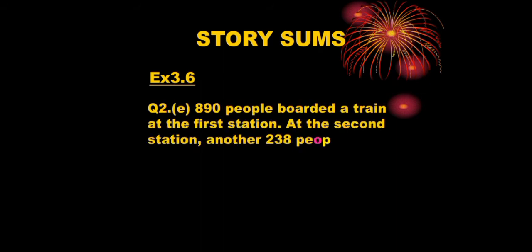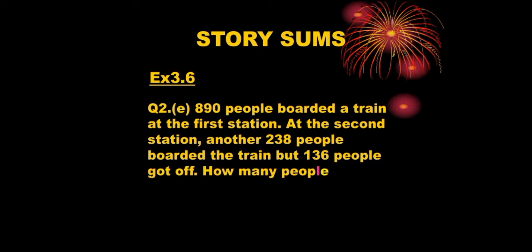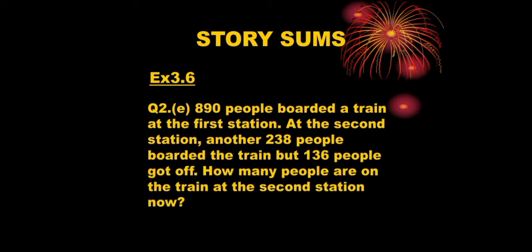Story sums. Exercise 3.6. Question 2. E part. 890 people boarded a train at the first station. At the second station, another 238 people boarded the train. But 136 people got off. How many people are on the train at the second station now?